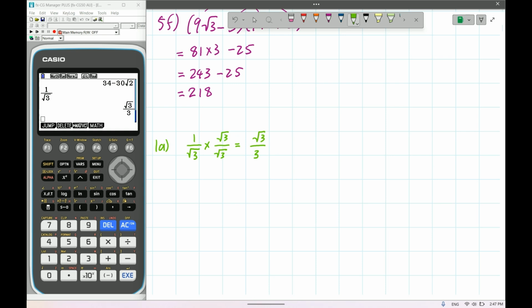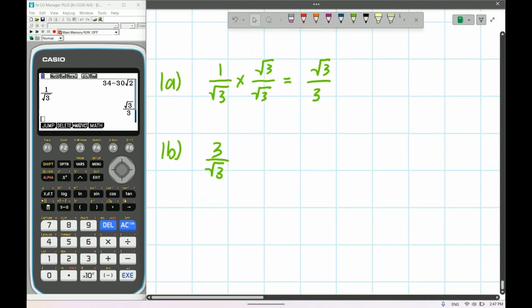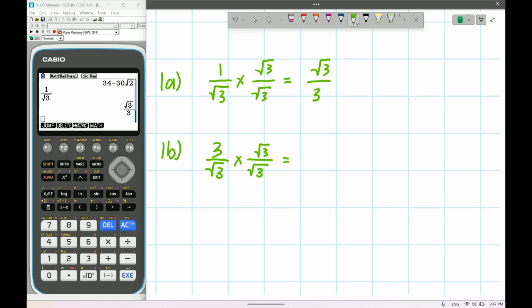Cool. All right. 1B follows a very similar path. So your question is 3 over root 3, and we want to multiply it by root 3 over root 3. So the top will become 3 root 3, and the bottom will be just 3 by itself. I'd encourage you, once you do this kind of multiplication, to have a look, because in this particular case we can cancel out the 3s, so your answer will just be root 3 at the very end. Cool.